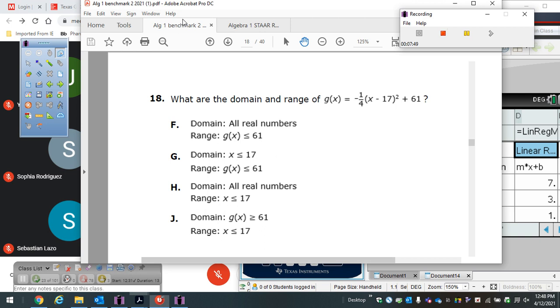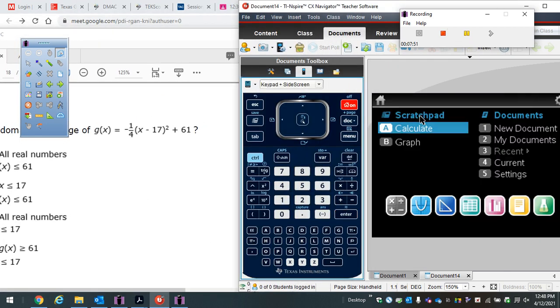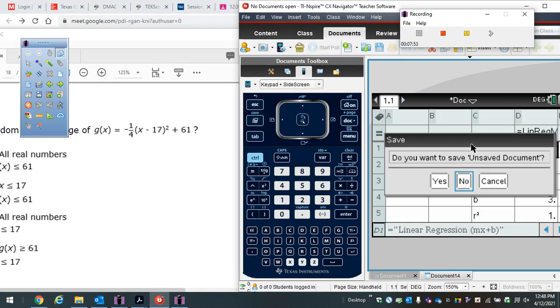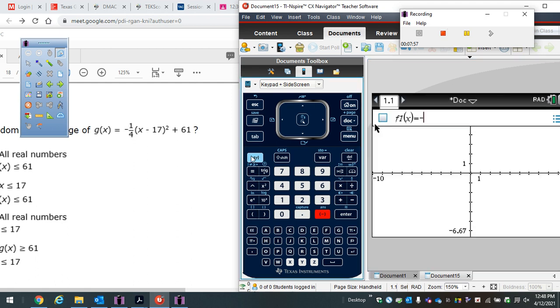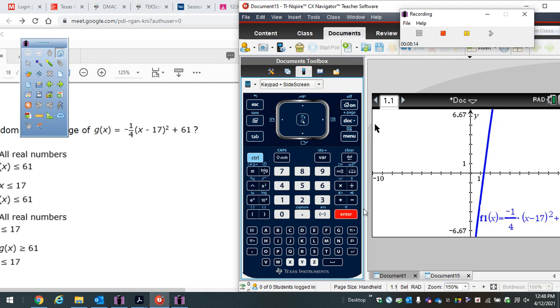Turn on the calculator. Bring this thing over. Turn on new document. Graphs. You don't have to remember this stuff. Remember I told you the calculator will do everything for you. X minus 17 squared plus 61. And there's that. You can see how it goes up.